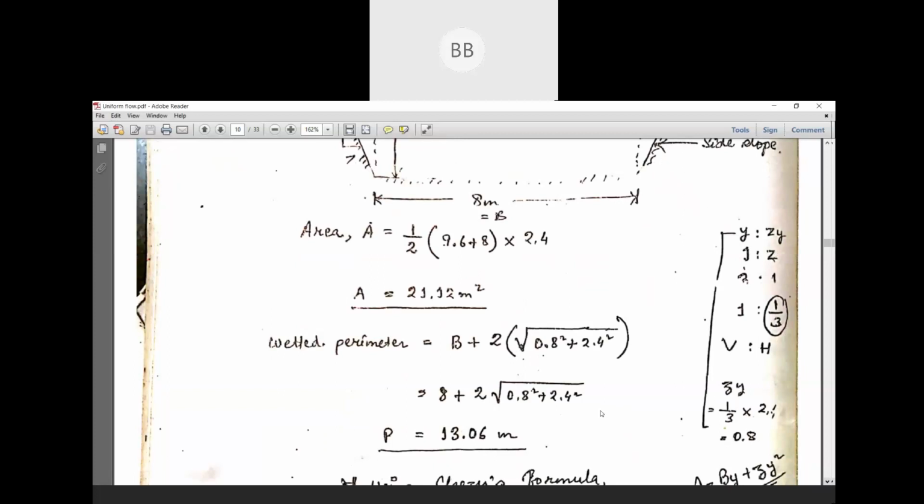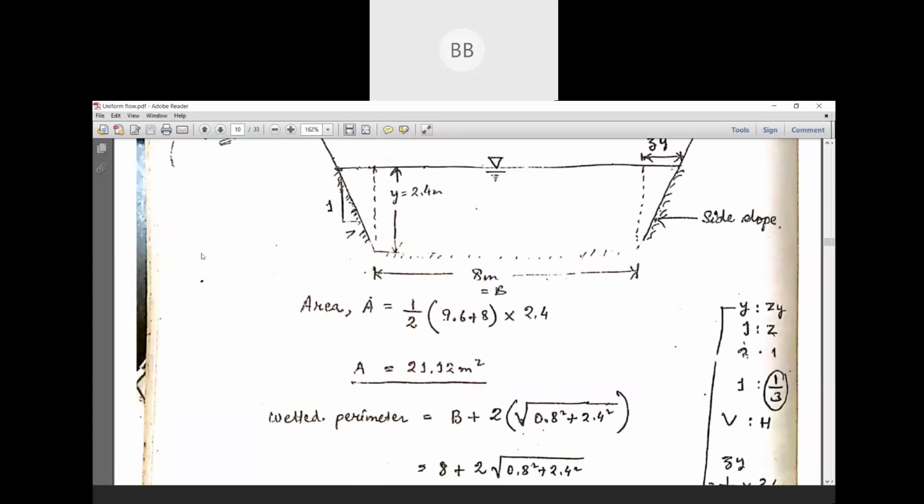So this is what we are using. We all know the hypotenuse square is equal to the sum of the other two sides square. So here, 2 times root over 0.8 whole square plus 2.4 whole square. Why have we multiplied by 2? Because we have two sides, one here and one here. Both sides will be same as our side slope is same, so we are not going to find out separately. Once we find out once, then we do the addition. That is why we have multiplied by 2, and then we add the width of the channel.